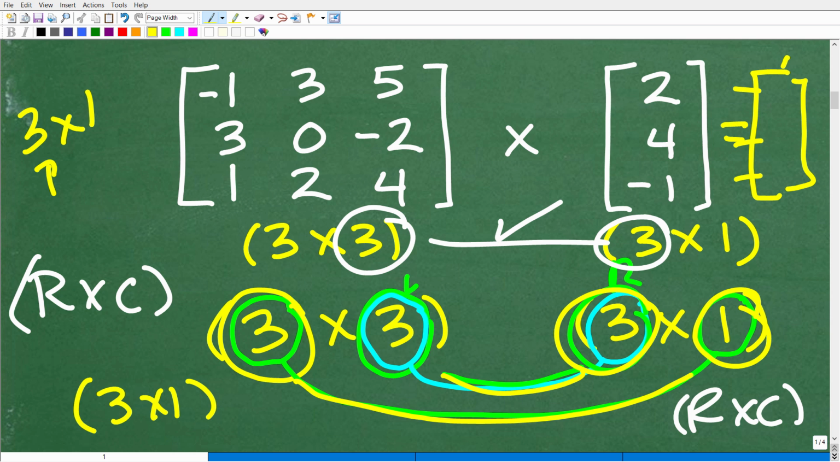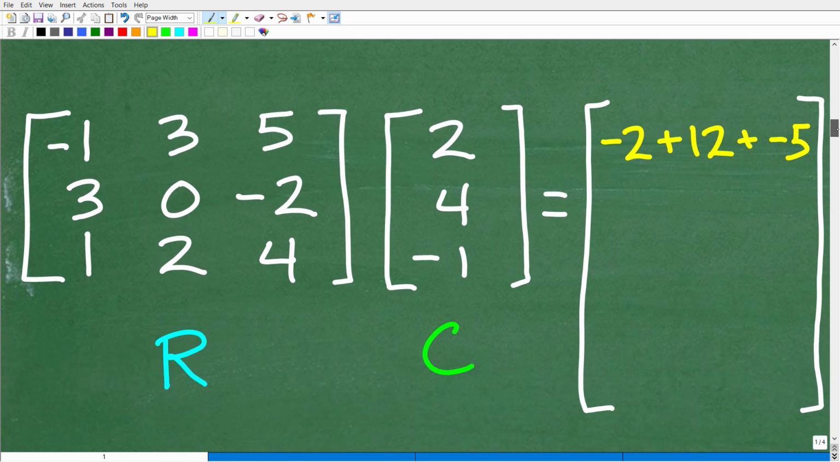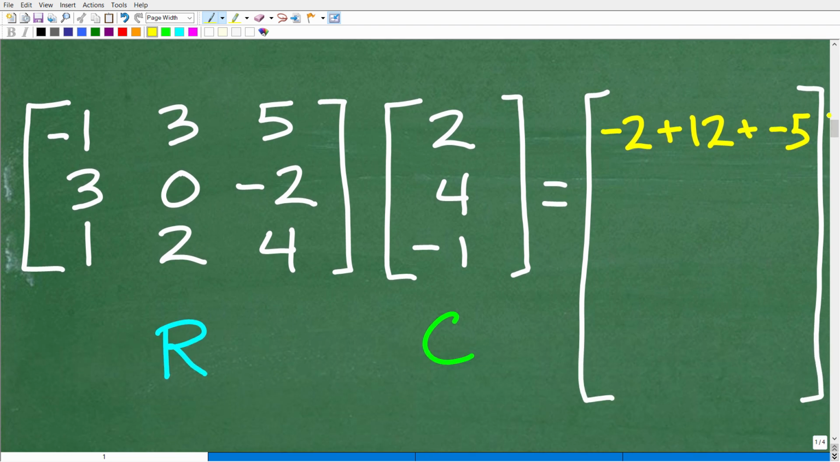So that's the first thing you need to check and be aware of when we want to multiply two matrices. Now, once we are pretty confident that yes, indeed, we can do this, we have to get into the fun part, which is actually calculating the respective entries. So here are our two matrices. Now we're going to end up with a 3 by 1, in other words, something like this right here. This is a 3 by 1. So we have 1 entry, 2 entries, and 3 entries.